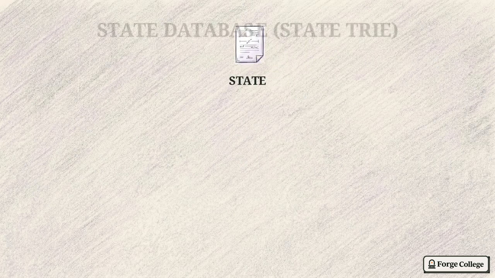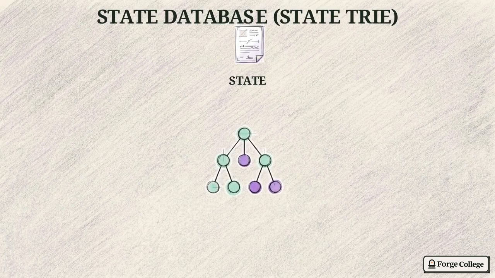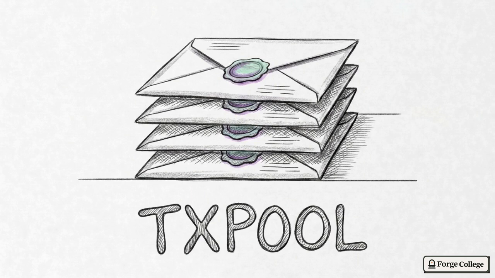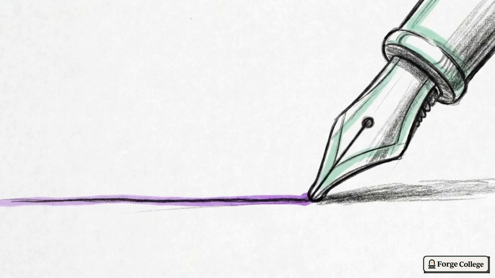This is the state database. It organizes every account and balance into a branching structure, like a massive verifiable family tree of data called a state tree. The execution client connects directly to this vault. It permanently logs the newly updated account balances and contract data into the state database for future reference. So, while the TX pool simply organizes the incoming requests, it is the execution client and the state database that actually do the heavy lifting, officially rewriting the permanent reality of the blockchain.